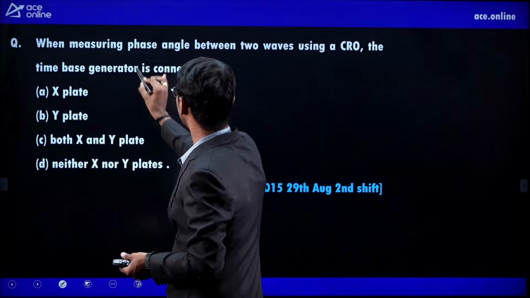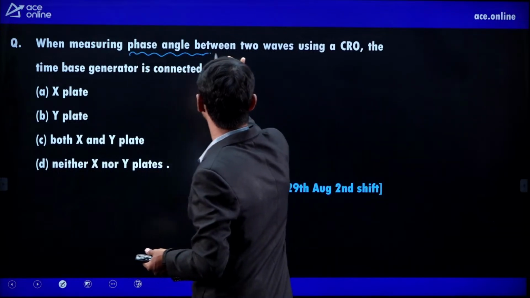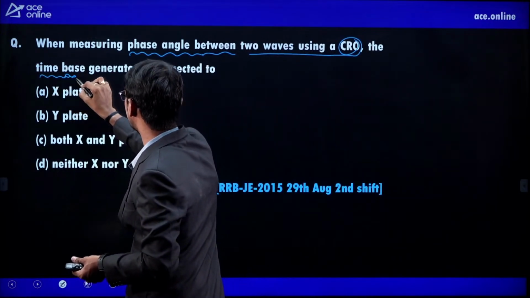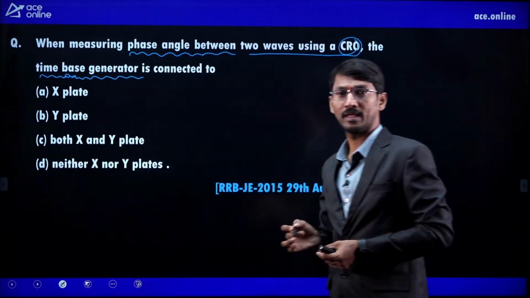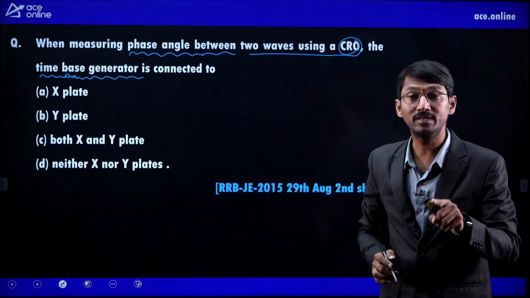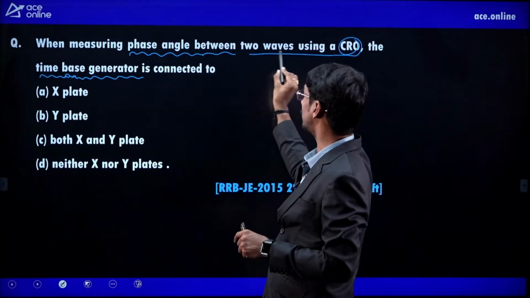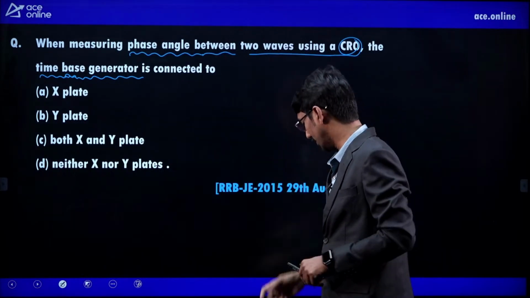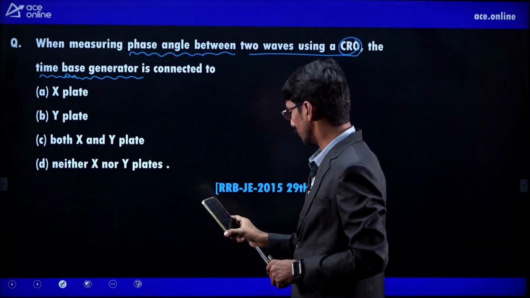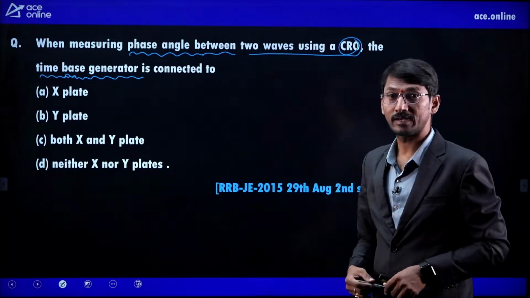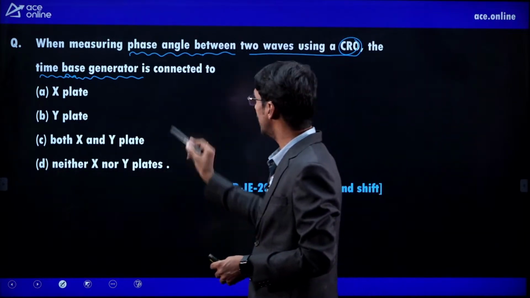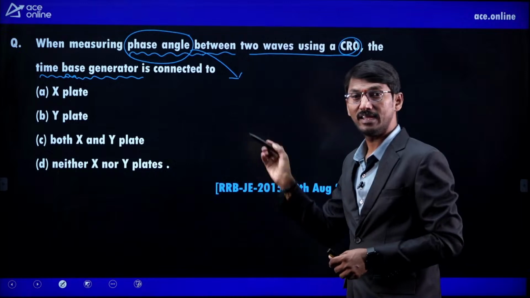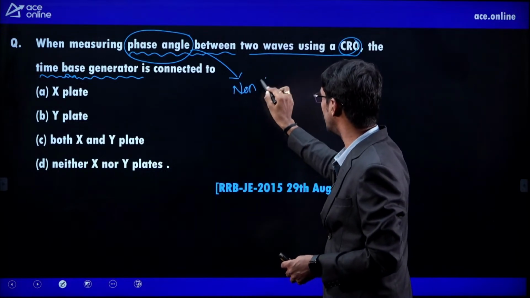And a very important question: when measuring phase angle between two waves using CRO, the time base generator is connected to. While measuring phase angle between the two waveforms, now tell me, where do we connect the time base generator in this process? Everyone answer. Guys, first of all you need to understand that phase angle between two waves means indirectly he is asking with respect to which mode? Non-sweep mode.